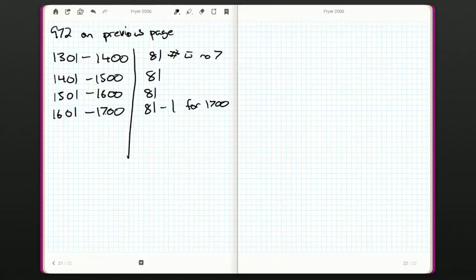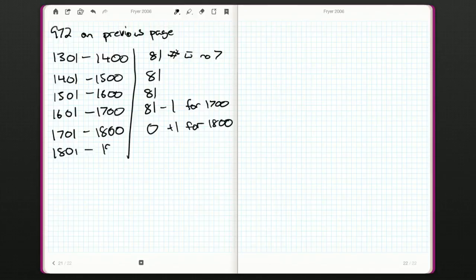So we had to subtract off 1 for 1700. It's different. It doesn't have its 7s in the tens or units place. It has them in the hundreds. 1701 to 1800, the whole thing's a write-off, except for that 1800 at the end. 1801 to 1900, that's still 81 numbers. And we were asked to go up to 2000, so that's another 81 numbers to finish us off.